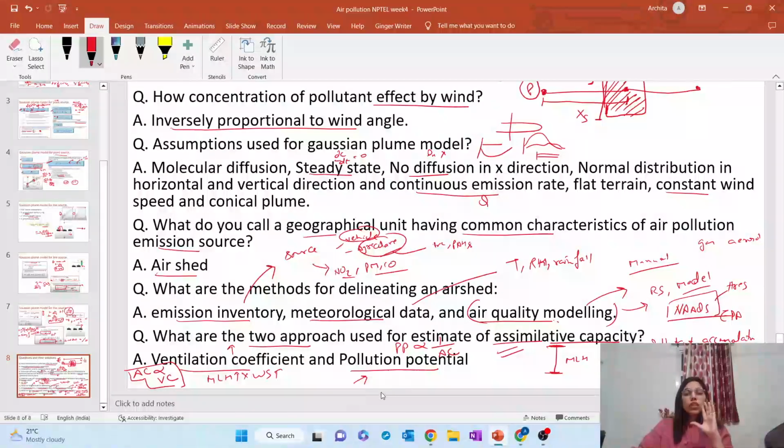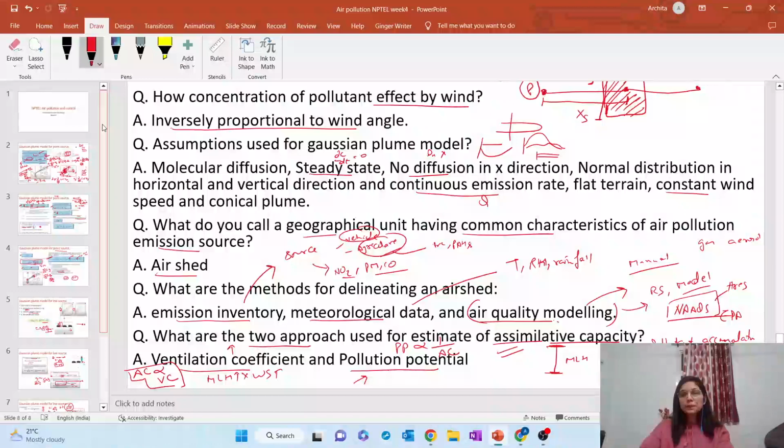Okay, so this is for today. In the next lecture, lecture 5, we will discuss emission inventories and emission inventory for different source profiles. If you have any questions, you can ask.